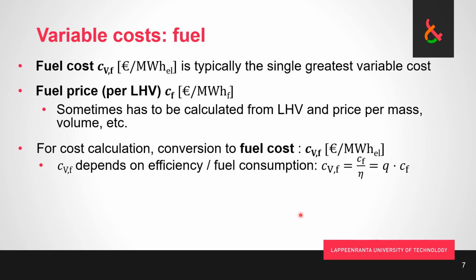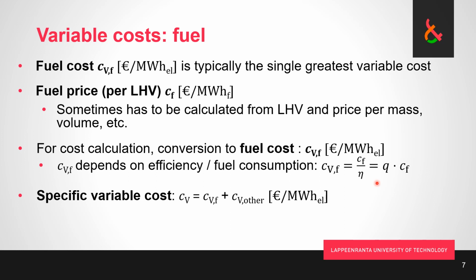And for this, we have to take into account our efficiency or heat rate. So whatever is the price of our fuel when we purchase it, we must divide by the efficiency to get a bigger number. So for example, if our efficiency is 33%, our fuel cost is going to be 3 times the fuel price.